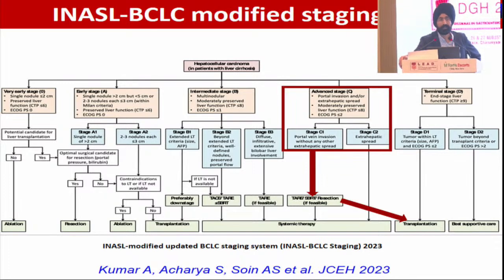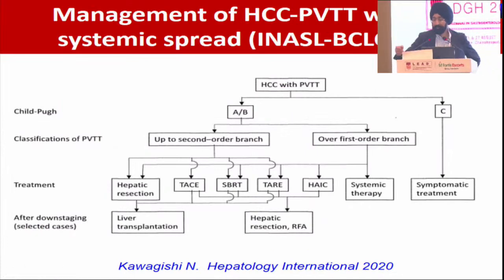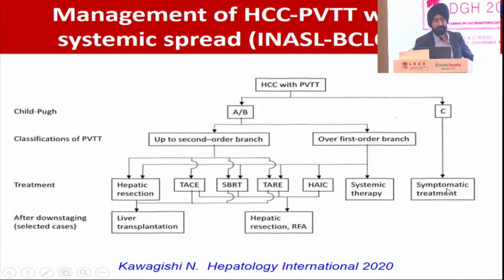We're just going to talk about what we can do for patients with HCC who have good liver function, who have portal vein tumor invasion, but no systemic spread. As you can see, we can take some of them to transplantation. Some others will have ablative therapy. What can we do for patients with HCC and PVTT? If they have bad liver function, they will obviously have symptomatic treatment.